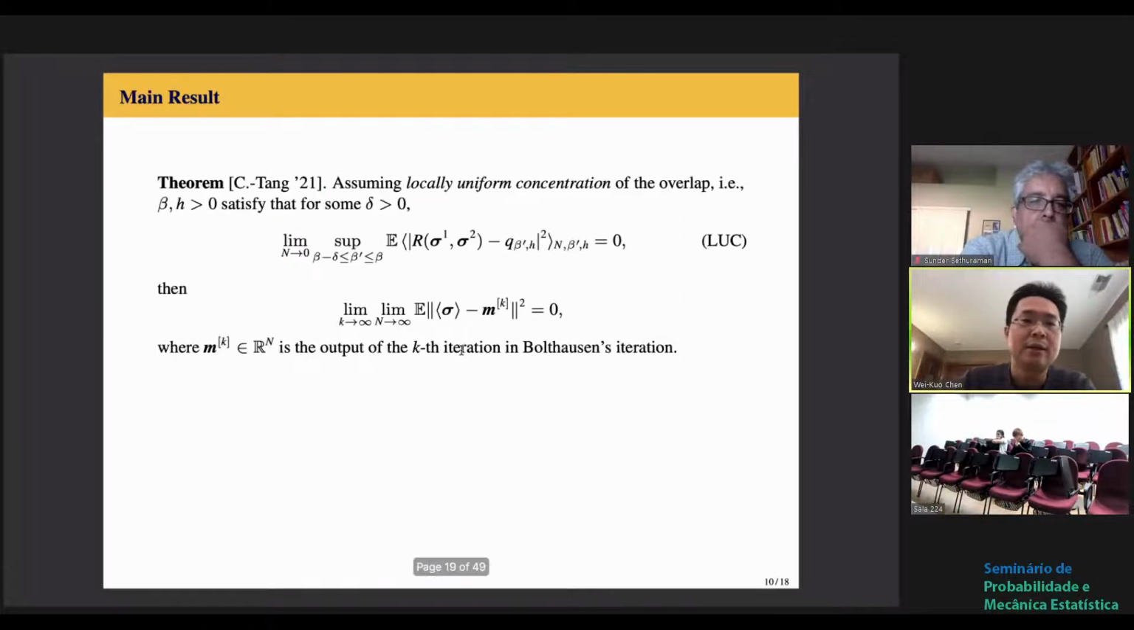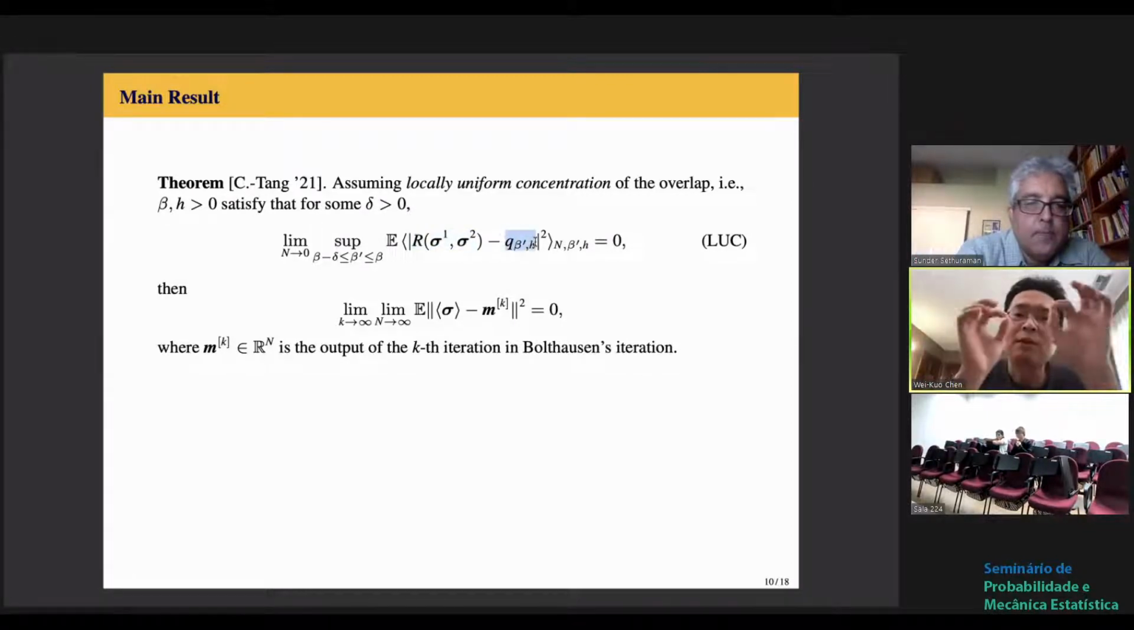All right. So the main result I want to talk about is this. This is maybe the only main result. There are the other two minor results. So this is, if I assume that locally uniformly my overlap is concentrated. It simply means again that my overlap is concentrated. It's just that I want to allow myself to be able to perturb the temperature locally slightly.